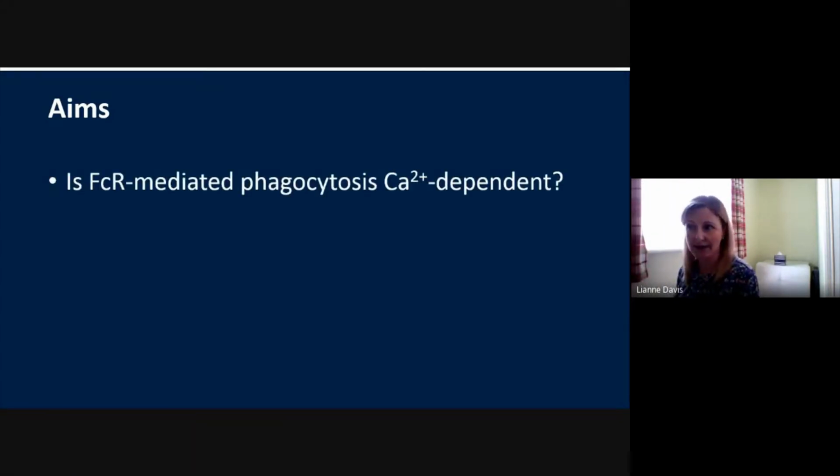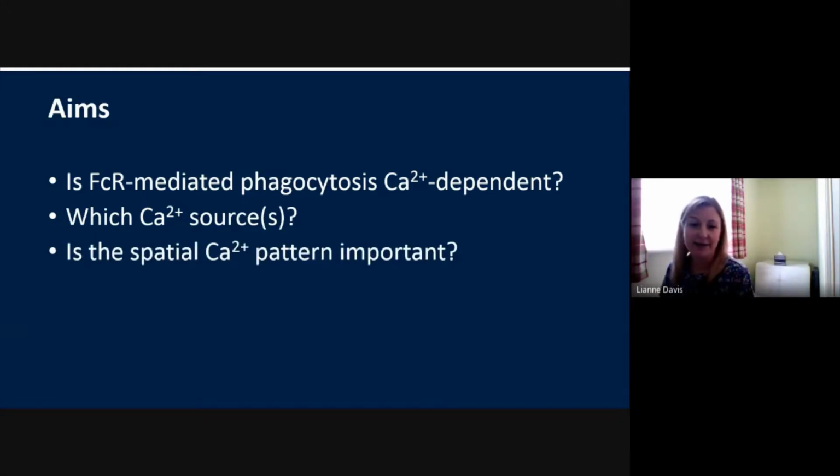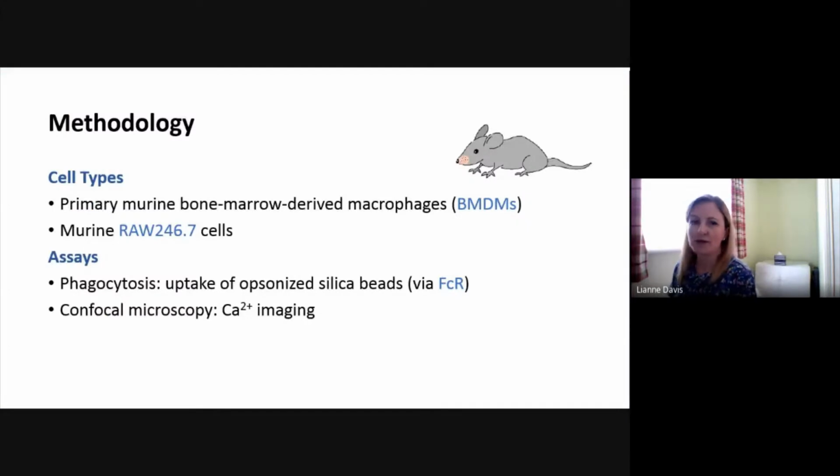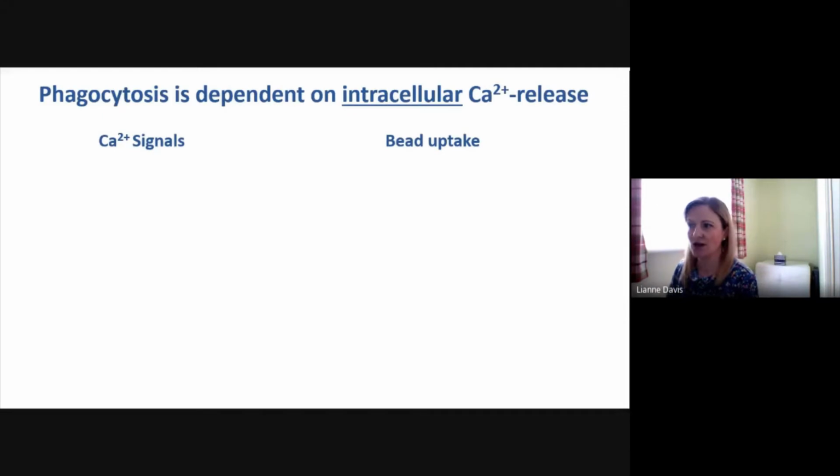Therefore, we set out to determine if phagocytosis was calcium dependent, which calcium source, and whether the spatial calcium pattern is important. We used mouse macrophages, either primary cells from various mouse lines, or for transfection studies, the RAW cell line. The experiments I'm going to show you today quantify phagocytosis from the uptake of fluorescent beads and calcium measurements using confocal microscopy. Throughout the talk, I will present calcium recordings under various conditions, and then the equivalent bead uptake experiments in parallel.